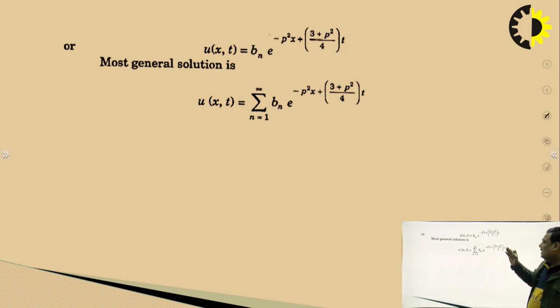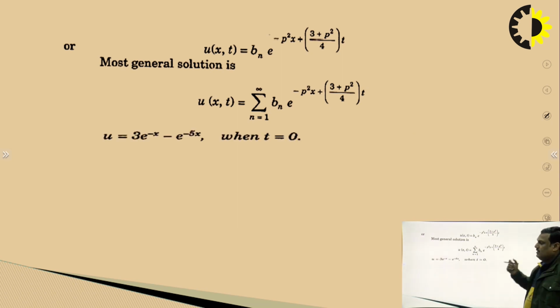And for the most general solution, to compare with the initial condition, we generalize this equation in the form of the sum from n equals 1 to infinity of bn e to the power −p²x plus (3 plus p²)t/4. Now look at the condition. The condition here is u equals 3e^(−x) minus e^(−5x) when t equals 0. If t equals 0, the left side has two terms but the right side only one term. That's why we have generalized this equation.